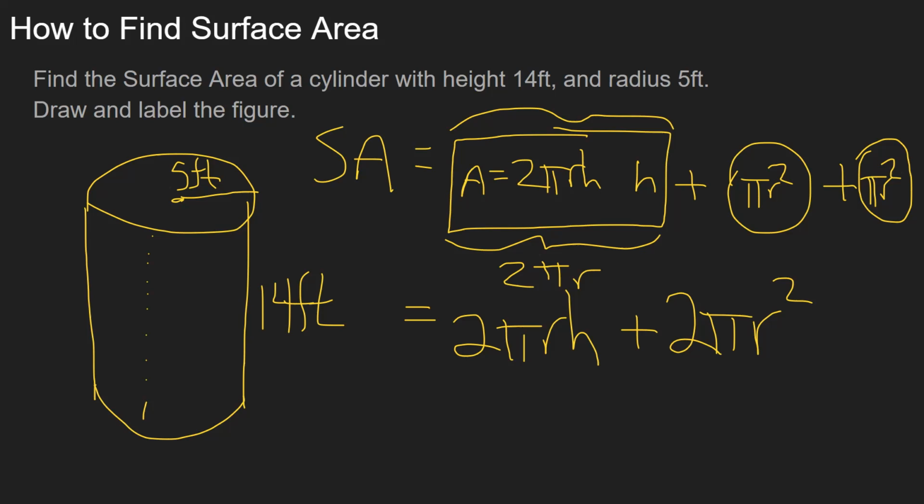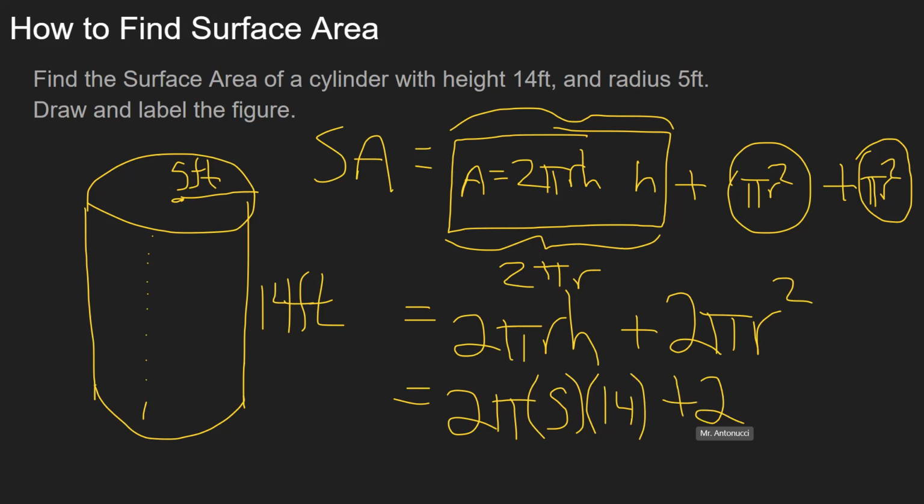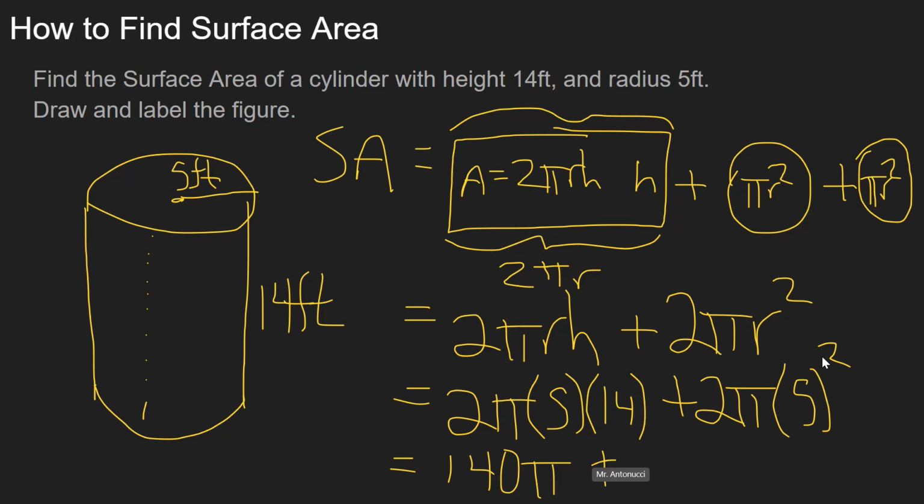So for our can, it's going to be 2 pi times the radius, which is 5, times the height, 14, plus 2 pi times the radius, which is 5, squared. So 2 times 5 times 14 is going to give you 140 pi, plus 5 squared is 25 times 2, which gives you 50 pi. So the answer would be 190 pi. And again, since it's area, it's going to be units squared. So feet squared, don't forget the units.